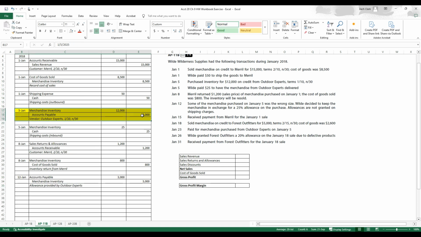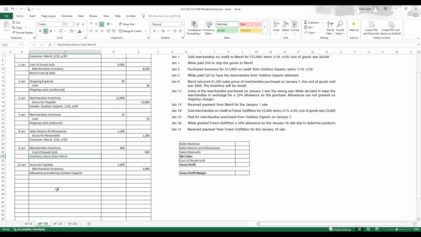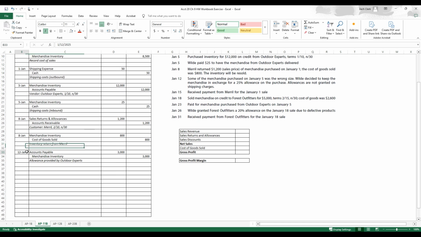I'm going to take off the highlighting. I just wanted to highlight those so you can kind of see that they're related to the same set of transactions there. Okay. So this was merchandise for Merrill coming back to return. It was the customer. Great. Okay. So now we've got our allowance provided by outdoor experts related to our January 5th purchase. Let's see what happened next.